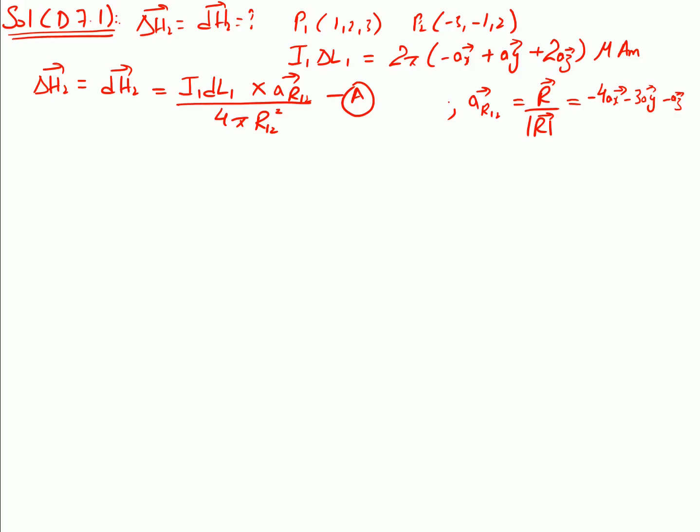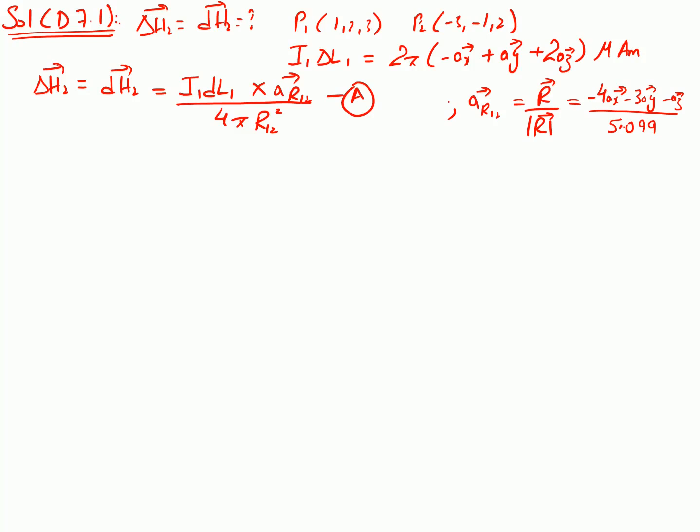Once we have this, what is the magnitude? Taking the square root of 4 squared, 3 squared and 1 squared, it comes out to be 5.099. So this is the unit vector, from the difference of P2 minus P1. Now once we have this, we can move on by inputting the values.